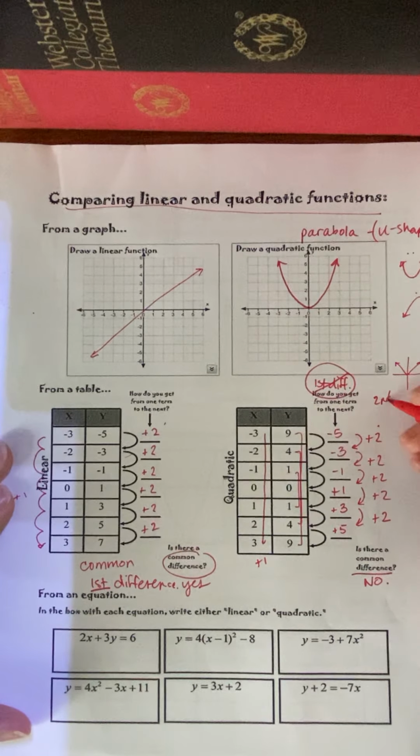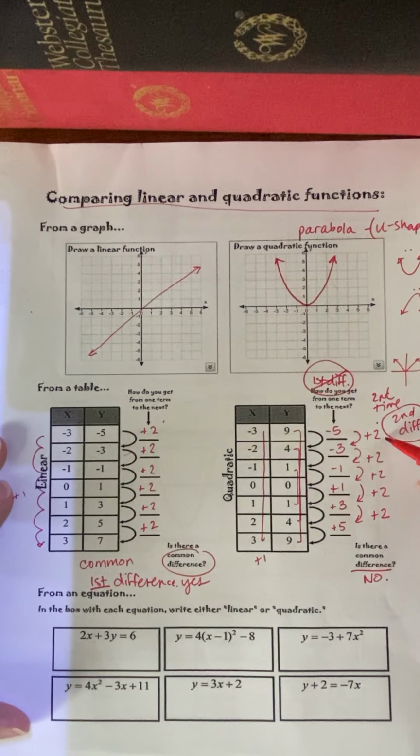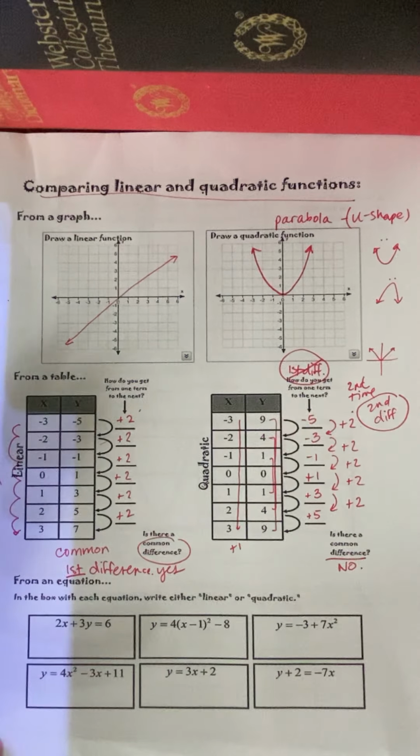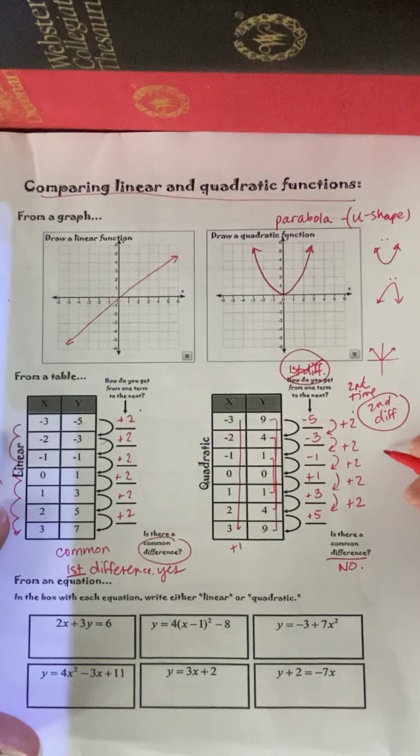But the second time I did it, the second difference is common because they're all +2. And that is a hallmark feature of a quadratic function. If there is a second common difference, then it's quadratic.